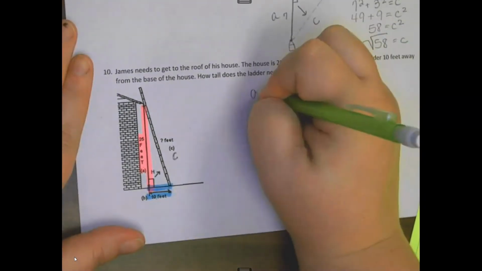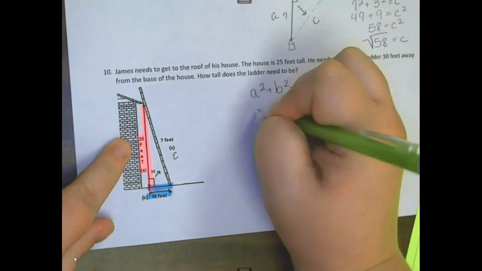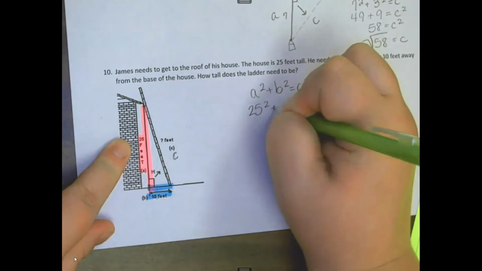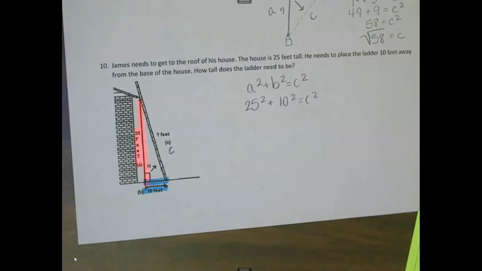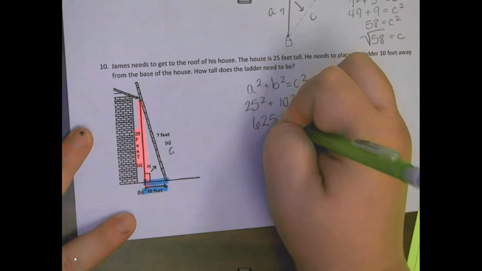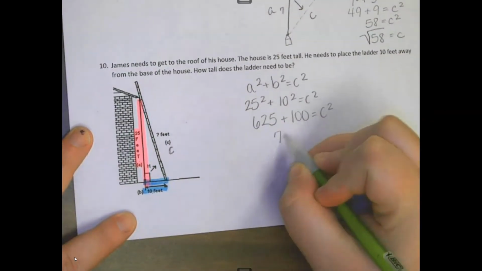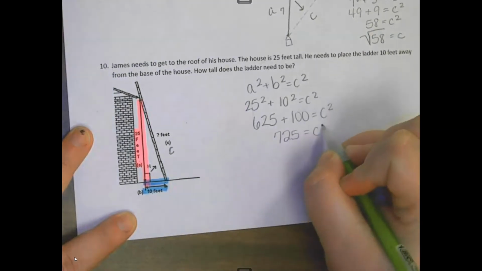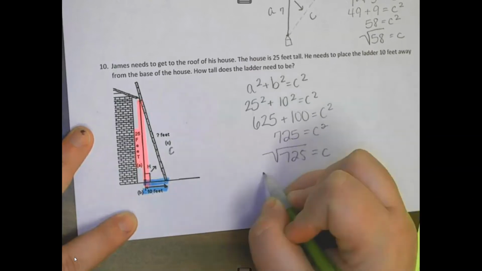They already had it labeled for us. So A squared plus B squared equals C squared. So A is 25 squared plus 10 squared. 25 squared, I believe is 525, but I'm going to double check. No, 625. 625 plus 100 is 725. Square root of 725.